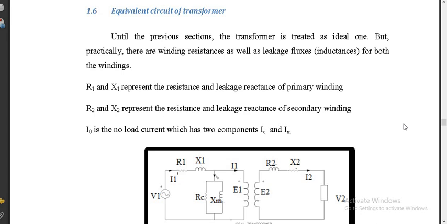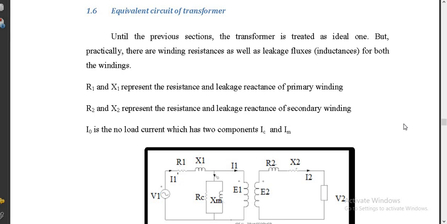Okay. One more loss, that will be I square R loss, and this will be to show this that resistance R1 is shown for primary and R2 is shown for secondary. So you can see in the equivalent circuit diagram R1 X1 is actually primary winding resistance and primary winding leakage reactance.